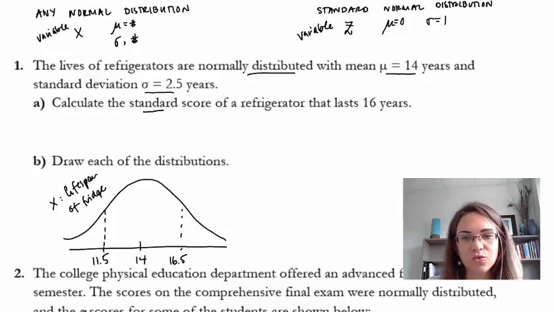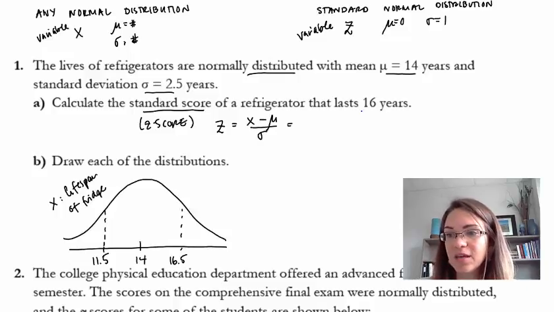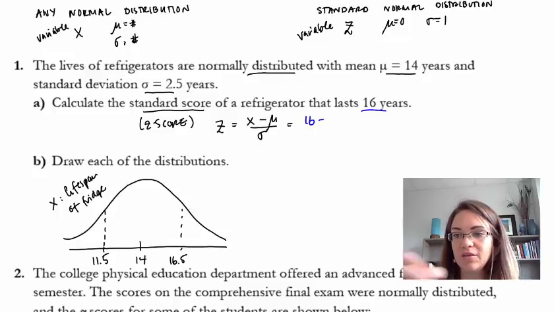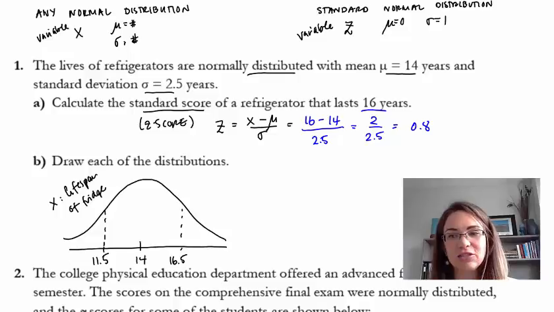The standard score, or what we call the z-score, of the refrigerator is z equals the x value minus the mean divided by the standard deviation. The x value in this problem is 16. The mean earlier is 14. The standard deviation is 2.5. So that's 2 divided by 2.5, or 0.8. That's the z-score. The variable is z, so the answer z is 0.8.